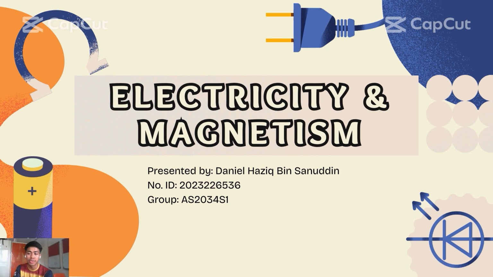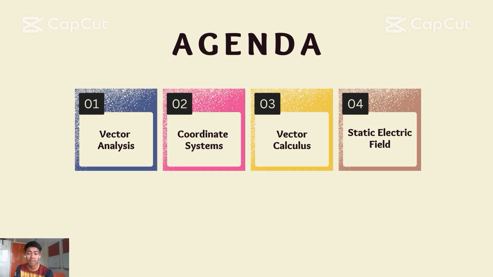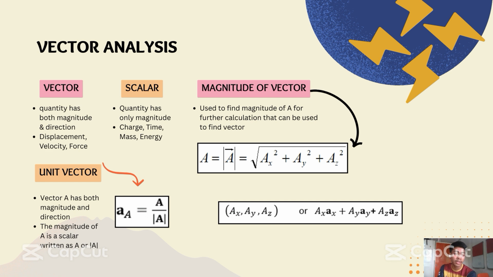Today I'll be presenting about electricity and magnetism, one of the most important topics in physical science. We will explore how electric and magnetic effects are described using vector and mathematical tools. Here's the agenda for today. We will start with vector analysis, followed by coordinate system, then vector calculus, and finally we'll look into static electric field.